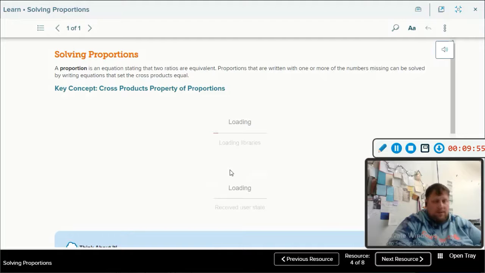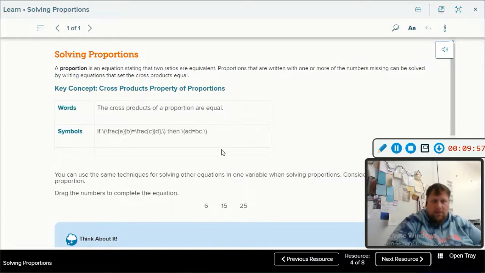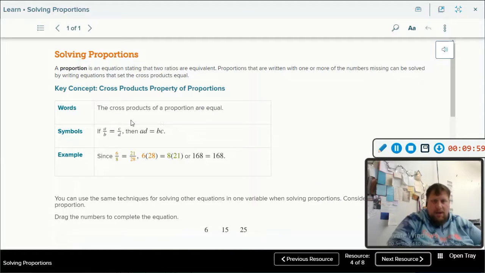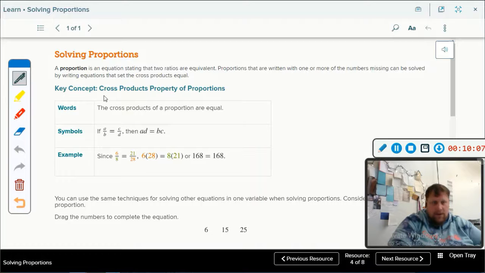Solving proportions. Here's what we're going to talk about. The cross products of proportions are equal. All right, I want everybody to write, let me just underline this. Or here, I'll highlight it. Go ahead and write cross product property of proportions. And we do want to write down the words. The cross products of proportions are equal: if A over B equals C over D, then AD equals BC.